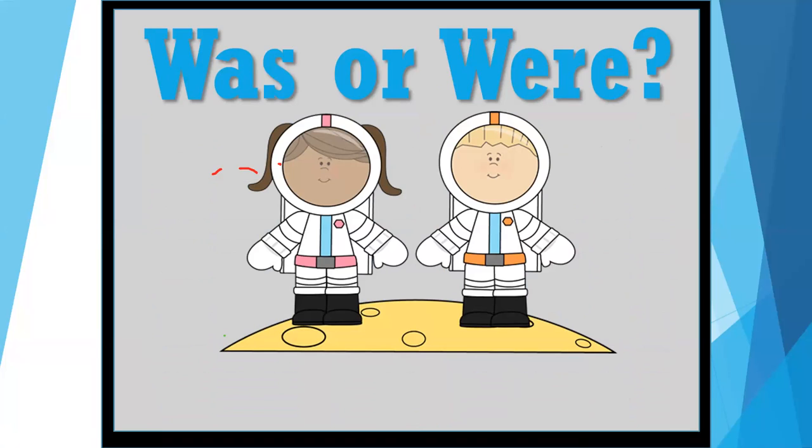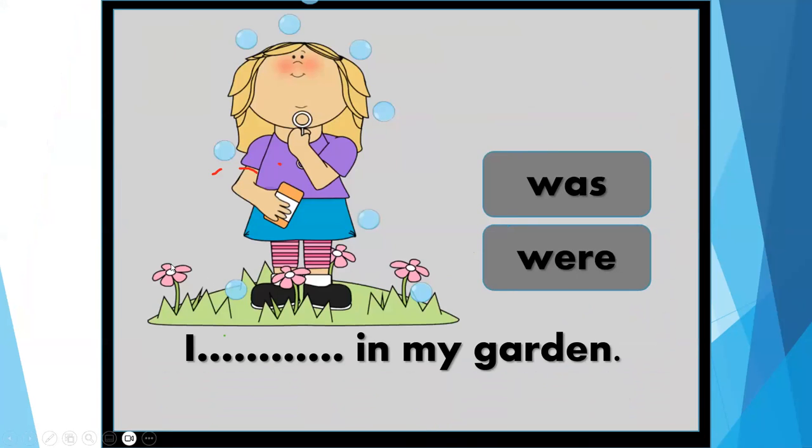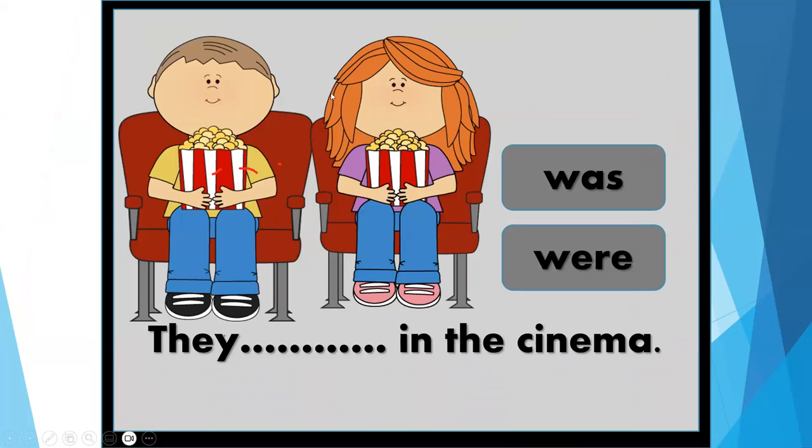And now we have this basic letter evaluation. Is it was or is it were? Let us see. Was or were? Excuse me. Was. Okay. I didn't mark, okay? So they were. Ahí está. I don't know what happened, pero no quería. Okay.